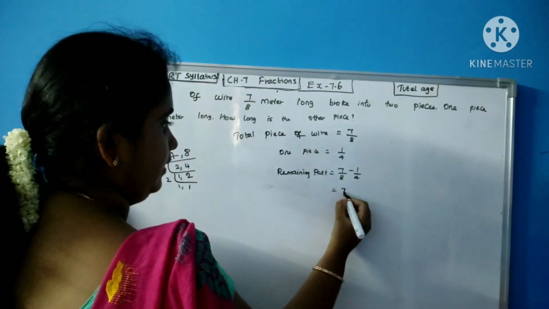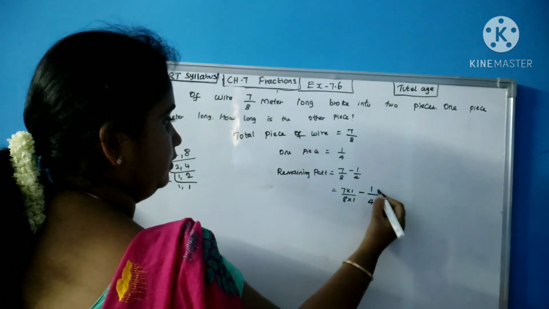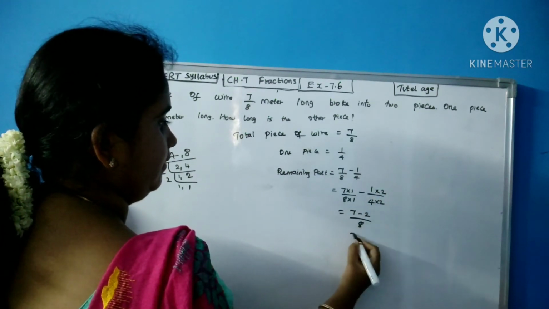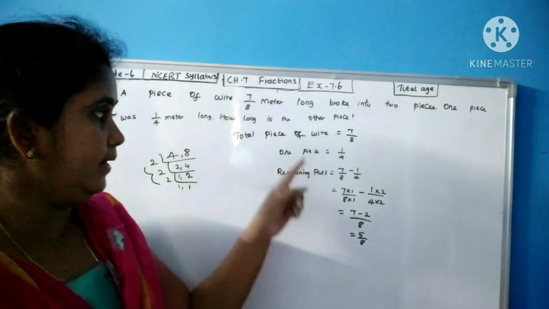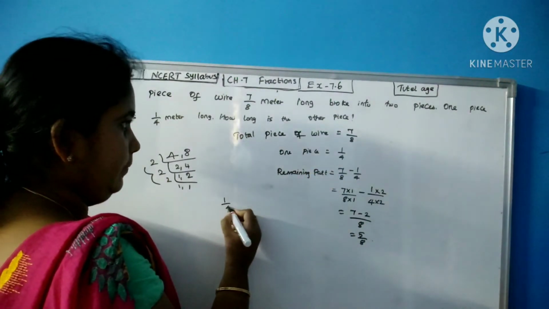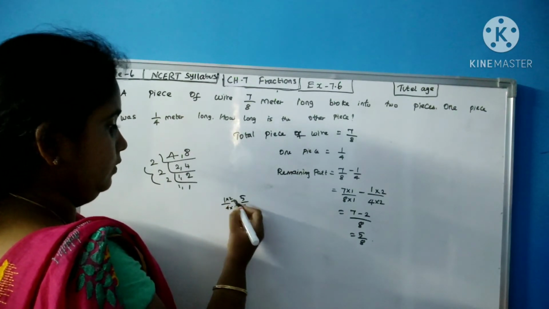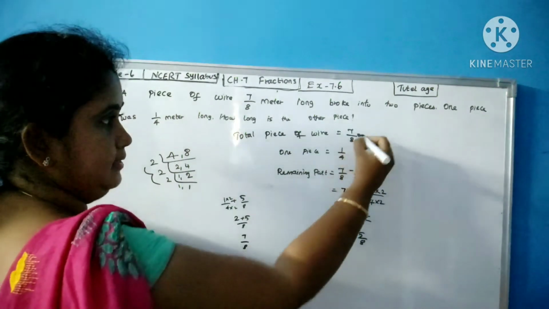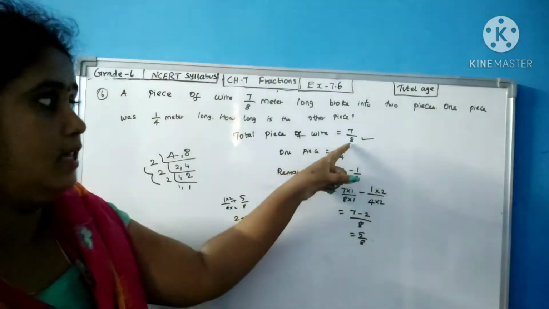Okay. So 7 into 1 divided by 8 into 1 minus 1 into 2 by 4 into 2. So 7 minus 2 divided by 8. 7 minus 2 is what? 5 by 8. So the remaining part is how much? 5 by 8. One part is 1 by 4 and the other part is 5 by 8. If you add both 1 by 4 and 5 by 8, the LCM is 8. 1 into 2 is 2. 2 plus 5 divided by 8, you get 7 by 8. That is the total piece. Just for checking I am saying, because the addition of these two is total 7 by 8.